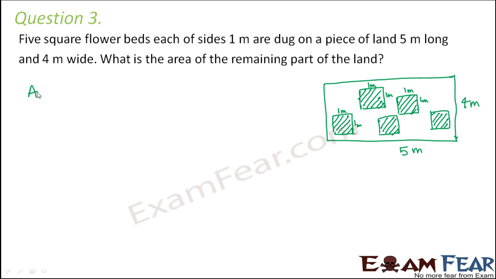So for that, let's first find out the total area of the land. The total area of the land would be the area of this rectangle, which is length into breadth, that is equal to 20 meters square.